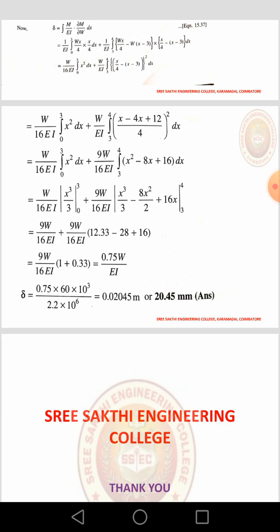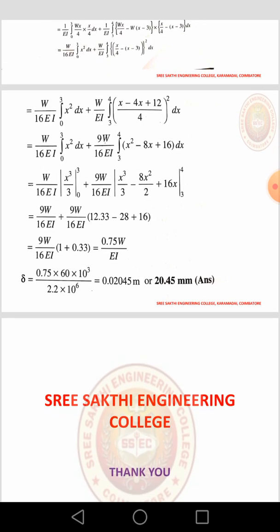Okay, so after the substitution of the upper and lower limits, we get the delta value as 9W divided by 16EI into (1 plus 0.33). So that is 0.75 W divided by EI. So here the W value is 60 kilonewton, so 60 into 10 to the power 3 Newton, divided by the EI value, which is 2.2 into 10 power 6.